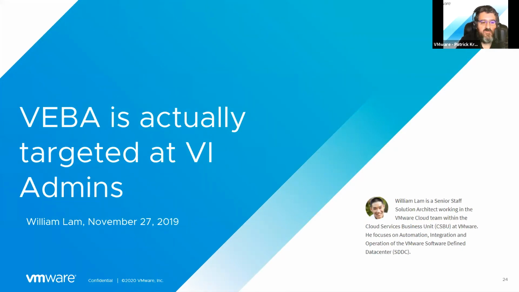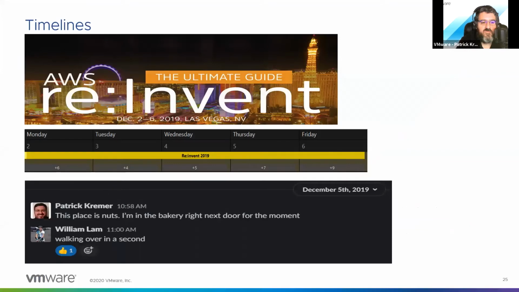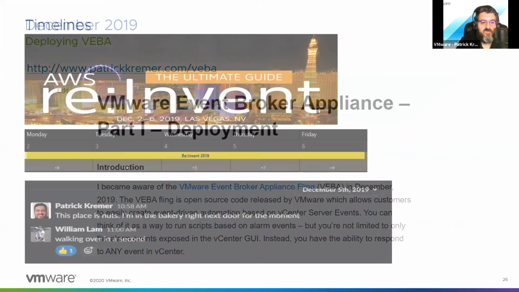And so I'm going to show you these dates just to keep a couple dates in mind. So re:Invent was that first week in December, December of 2019. I met with William on December 5th and flew home from Vegas on the 6th. So I didn't really look at this stuff again until December 8th. So keep December 8th in your head.